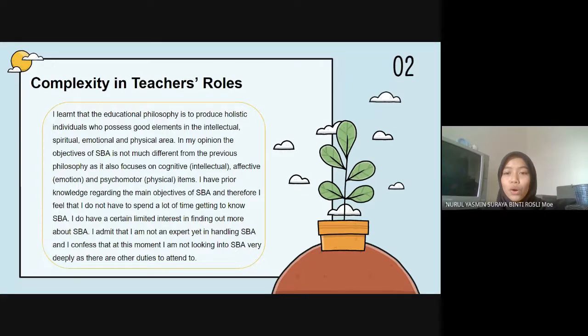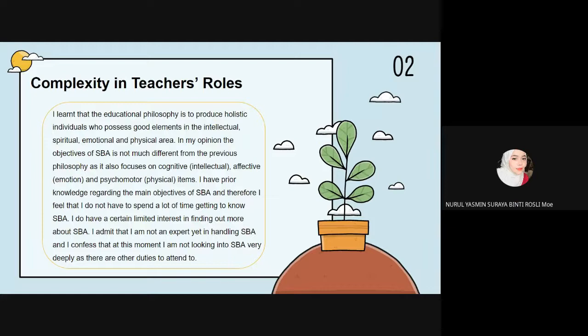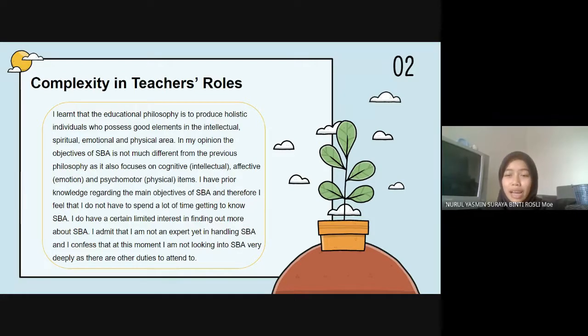So basically, from this response, we could see that they have a very low understanding or knowledge of SBA because they perceive SBA as a normal test or as the kind of assessment that they have used.